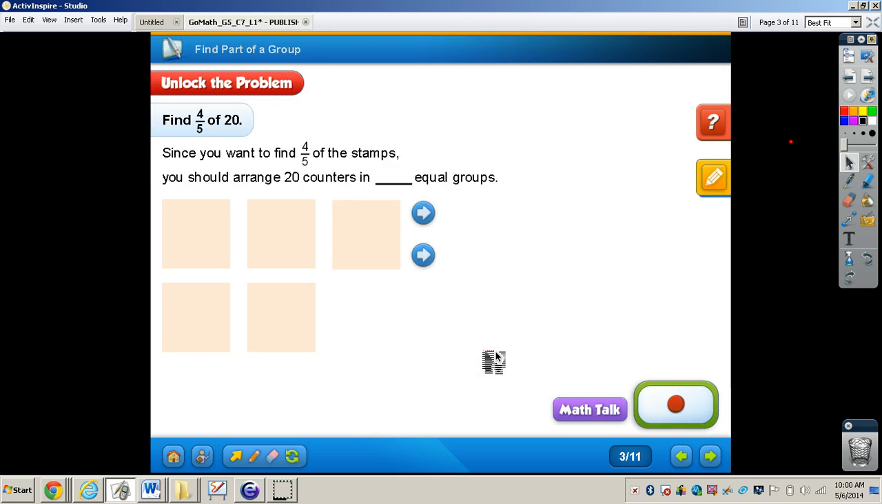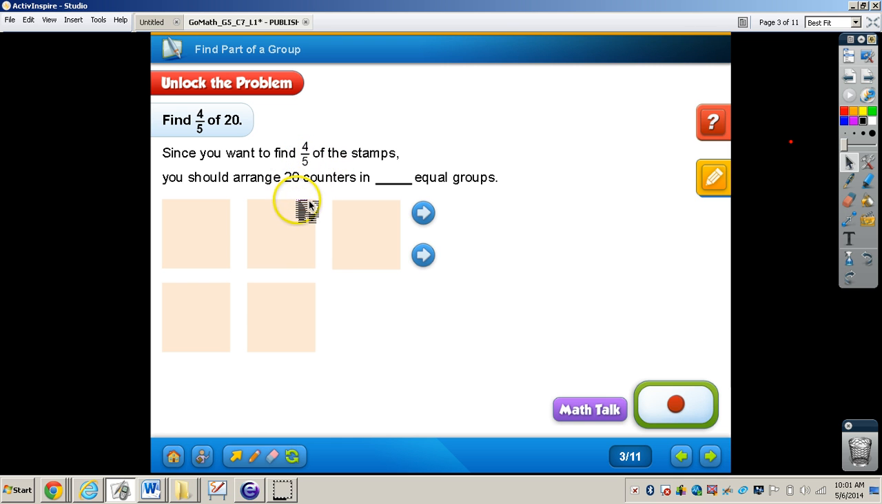And let's unlock this problem on page 291, and I want you to follow along as I read the problem aloud. So it says, Maya collects stamps. She has 20 stamps in her collection. 4/5 of her stamps have been canceled. How many of the stamps in Maya's collection have been canceled? Okay, so there's a couple things that we need to do. We need to understand, first of all, think about what we know, what we're trying to find. We know that 4/5 of the stamps have been canceled.